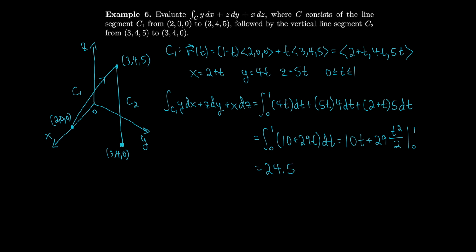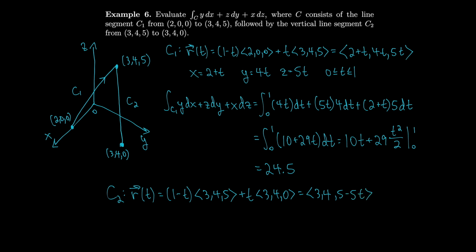So now let's get our line integral over C2, so I need to parametrize C2. So again, we'll use our line segment parametrization, so it's (1 minus t) times <3, 4, 5> plus t times <3, 4, 0>. And that'll just become <3, 4, 5 minus 5t>. So x is 3, y is 4, z is 5 minus 5t, and t still goes between 0 and 1.